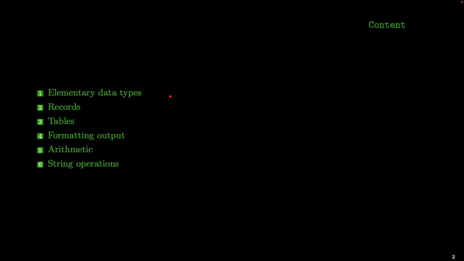Now we have 6 sections that we're going through today. First, we're going to look at elementary data types, so that's just variables holding a single number or a string. Then we look at so-called records, so these are data types that are composed of multiple of these elementary data types. We look at arrays or multi-arrays, which are called tables in COBOL. Then we will have a brief look at how we can format the output of certain data elements in COBOL. And finally, we are going to look at the basic arithmetic and string operations that are built into the COBOL language.